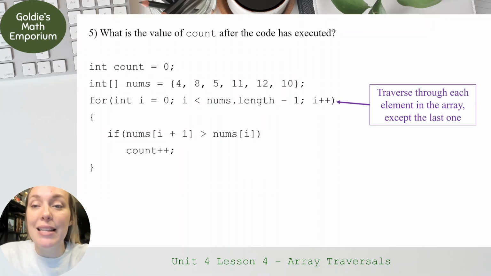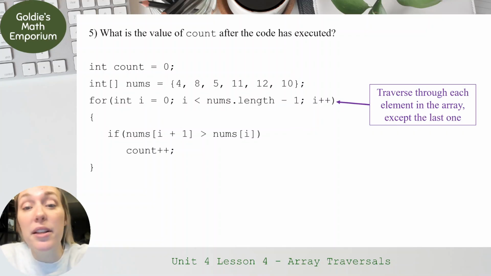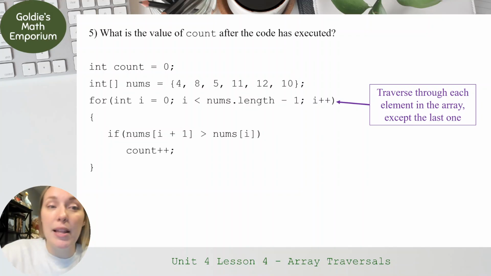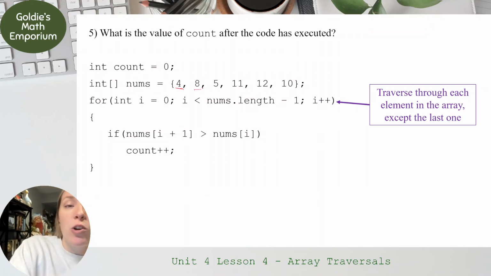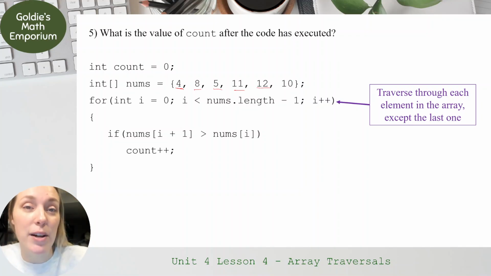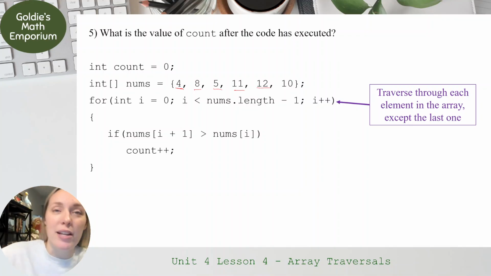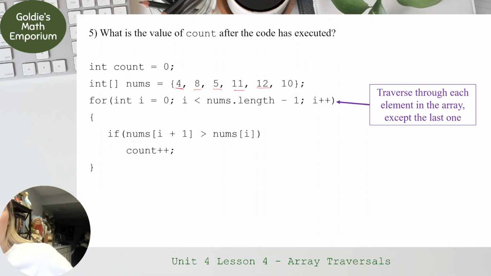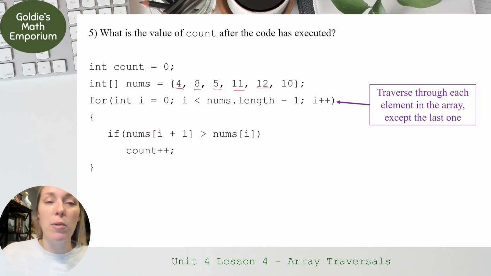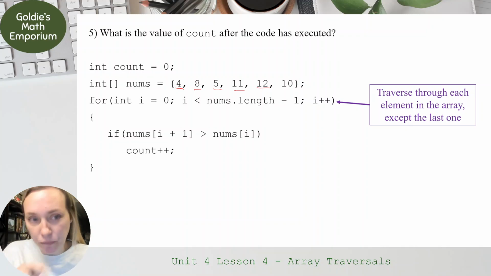Now, what does that say? That says traverse through each element in the array except the last one, okay? So starting at 0, going through up to, but not including the last one. And the reason why, you'll see in a second. Why wouldn't I want to include 10? Why do I want to go up to nums.length minus 1? Let me show you. It's because of what's happening here in the body of the loop.